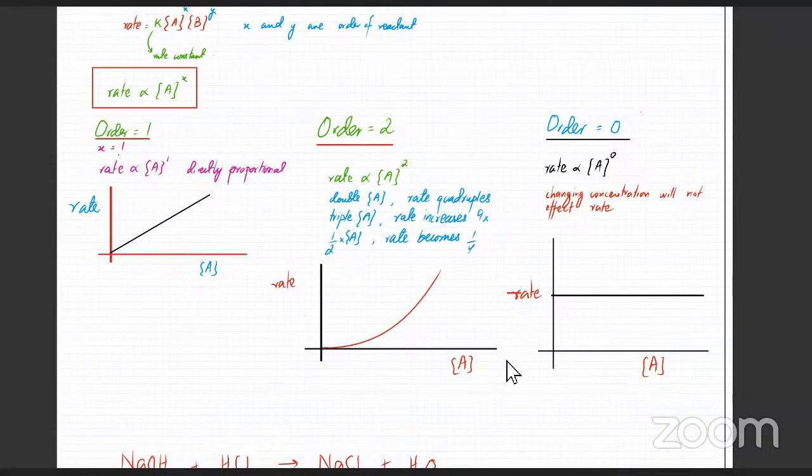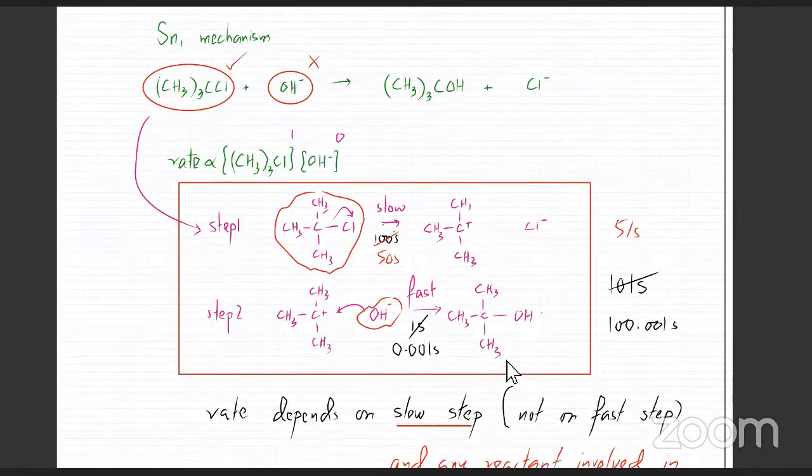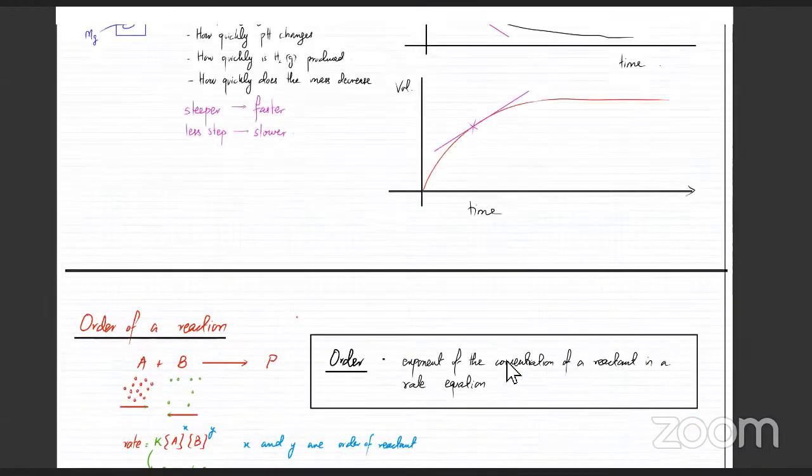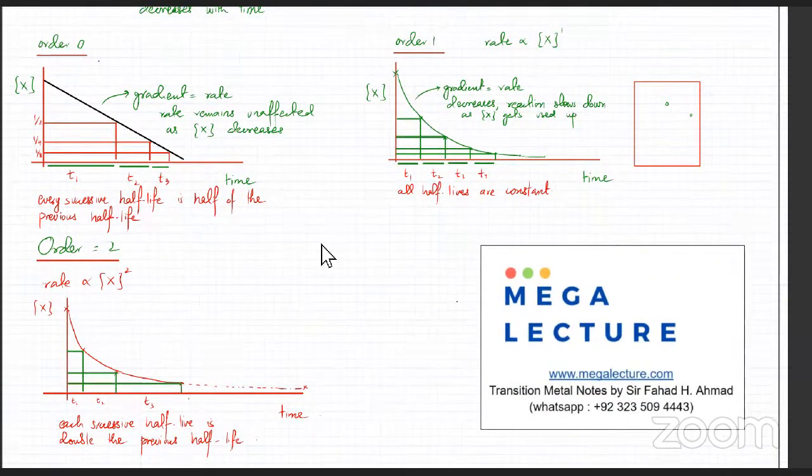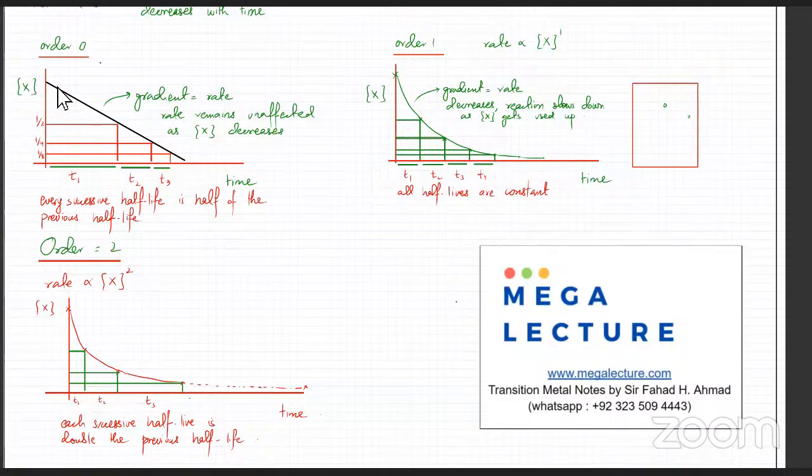The other graphs are your half-life graphs. This is the concentration time graph. In a zero order reaction, the gradient is the rate, right? We said that the rate is going to be constant, which is why you got a constant straight line. So if you're plotting concentration, the change is going to be constant until the reaction finishes.